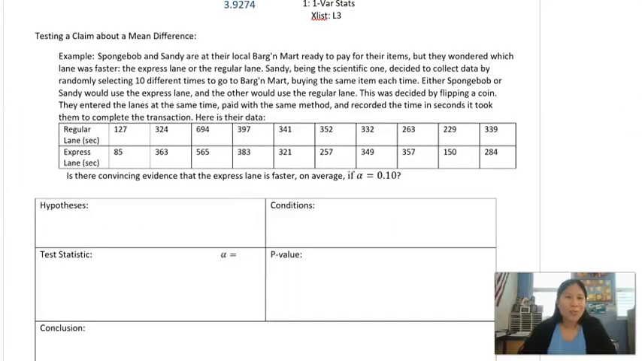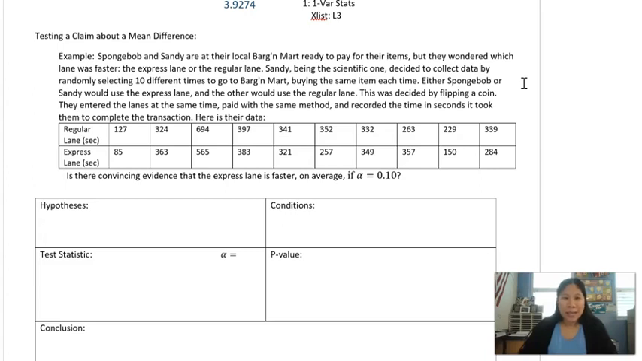So in this example, we've got SpongeBob and Sandy at their local bargain mart. So of course, in our last video that we make, of course we have to have a SpongeBob example. So they're wondering which lane is faster at this bargain mart, the express lane or the regular lane. Sandy, being the scientific one, decided to collect data by randomly selecting 10 different times to go to bargain mart, buying the same item each time. Either SpongeBob or Sandy would use the express lane and the other would use the regular lane. This was decided by flipping a coin.